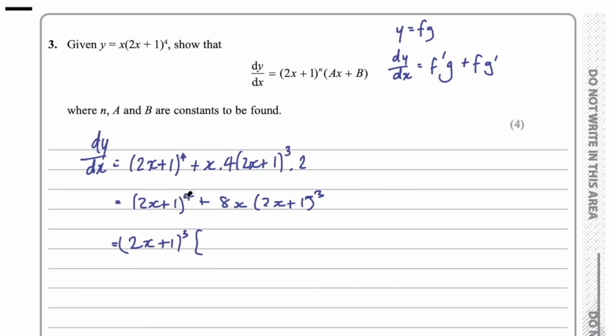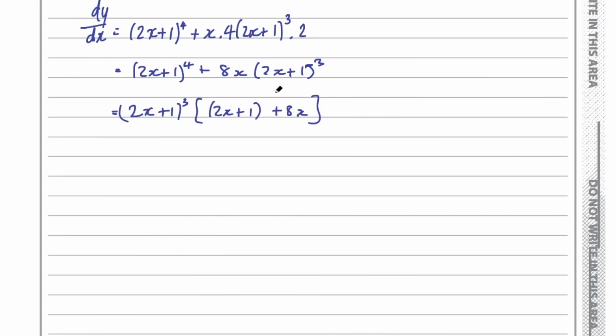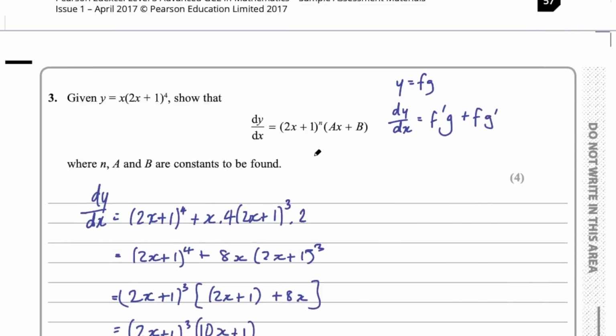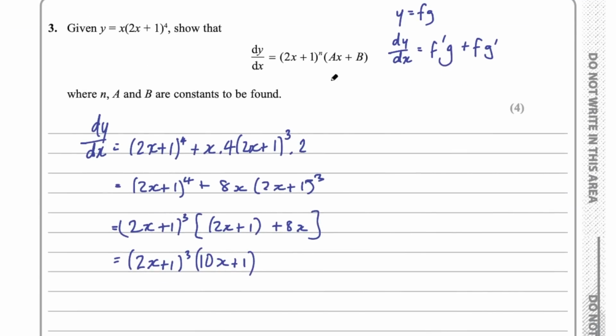And what's left is a 2x plus 1 and a plus 8x. And now we have some like terms inside these brackets. We're not multiplying, we're just adding them. So we can add this 2x to this 8x. And we'll have 2x plus 1 cubed multiplied by 10x plus 1. And now this looks like the form they want us to have it in.